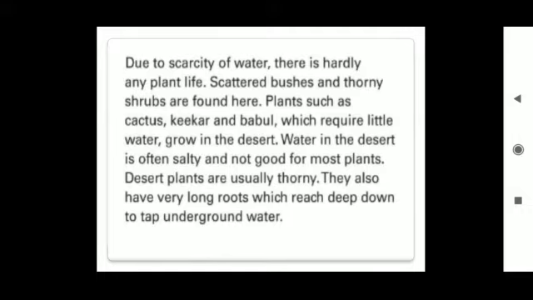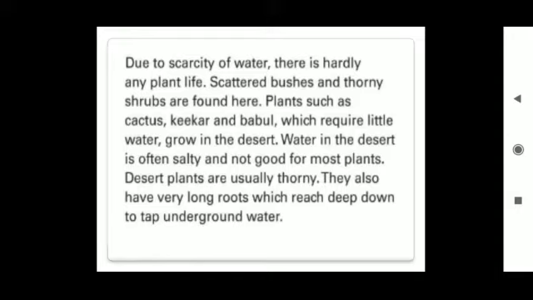There is hardly any plant life. How can we grow plants? Because plants need water. Yes or no? So, because of less water, vegetation and growing of plants is also very less. Scattered bushes and thorny shrubs are found here. Plants such as cactus, kikar, and babool, which require little water, grow in the desert.